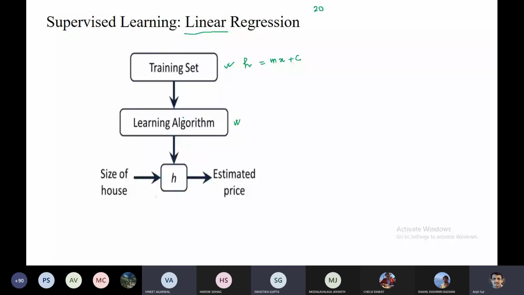Okay. So the line equation is this. It has two parameters: one is the slope, and one is the constant. So h is a parametric function of these two parameters, m and c.